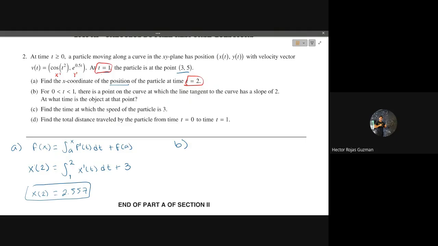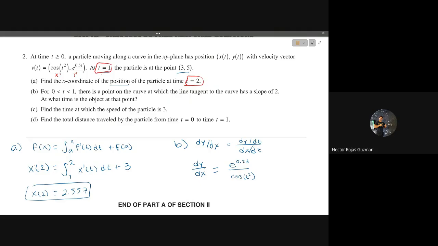Okay, B, the slope. We want to find the slope of the curve, which means we want to find dy/dx. But this is not your regular dy/dx from last year. This is your parametric dy/dx, which means you're doing dy/dt divided by dx/dt. Your dy/dx is composed of 2 different equations. Do we have dy/dt and dx/dt? We do. Which means dy/dx is going to be, and I'm going to set it up for you guys, e to the 0.5t divided by cosine of t squared.